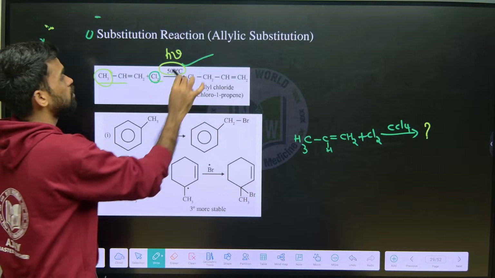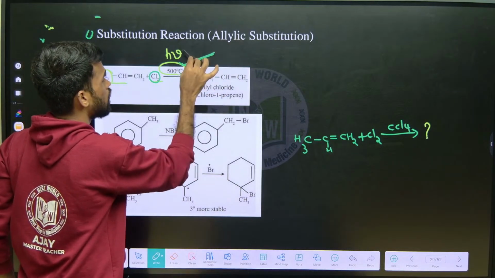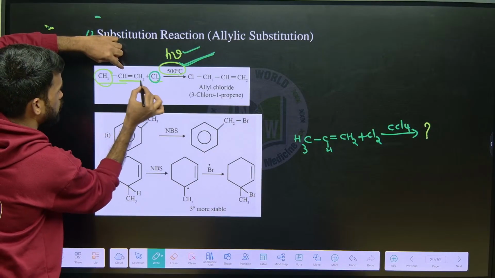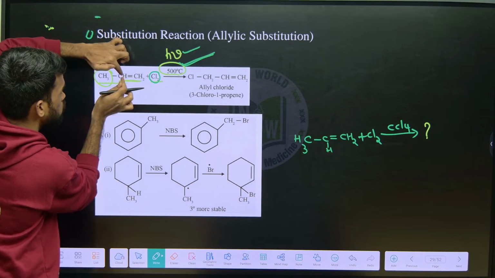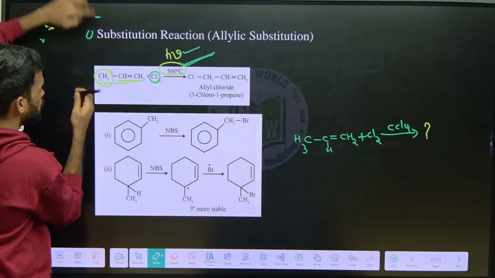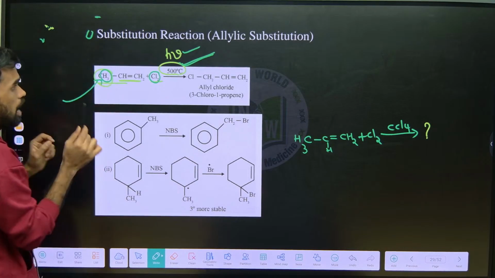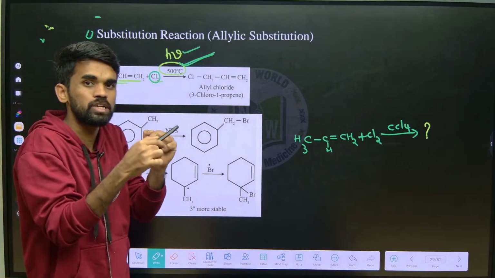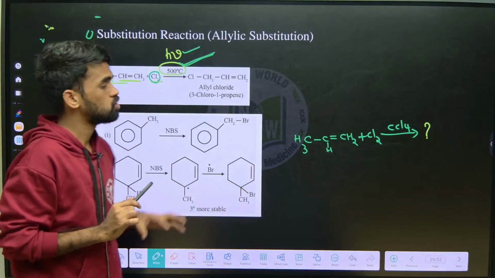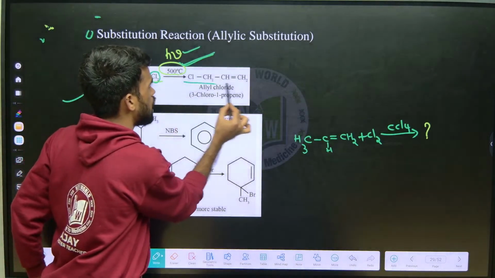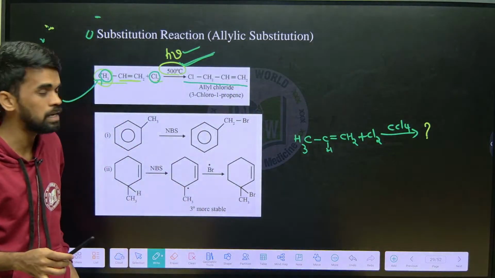When I say high temperature or sunlight is there, it means the double bonded carbons are not disturbed. The carbon adjacent to them is the allylic carbon. On that carbon, any hydrogens present will be substituted by chlorine. So one of these hydrogens is substituted by chlorine, and what you get is allylic chloride. What is that? Allyl chloride.